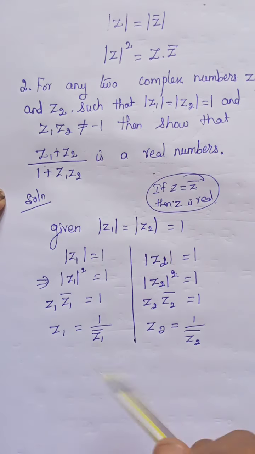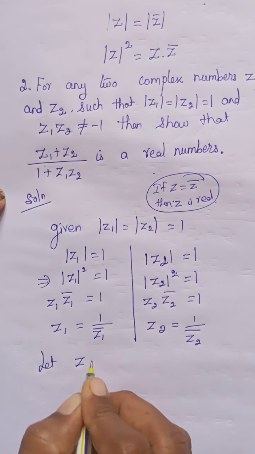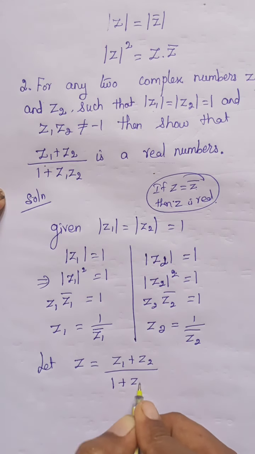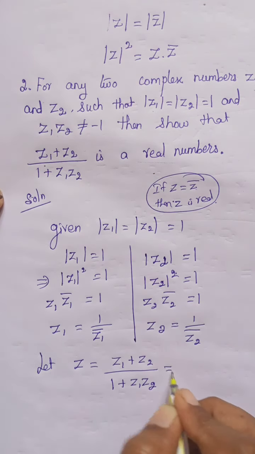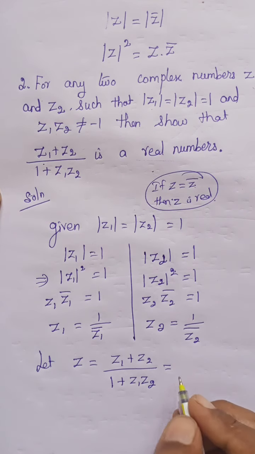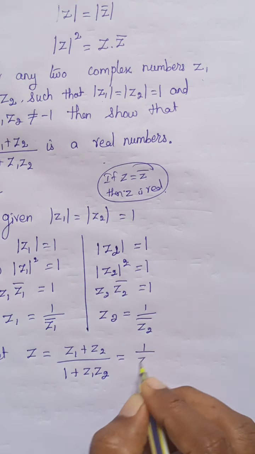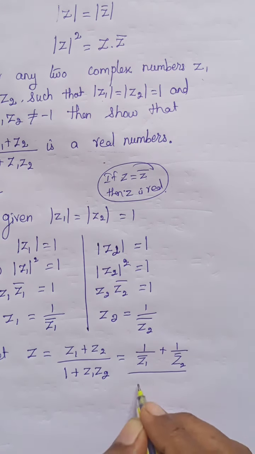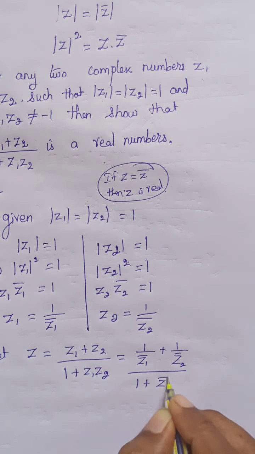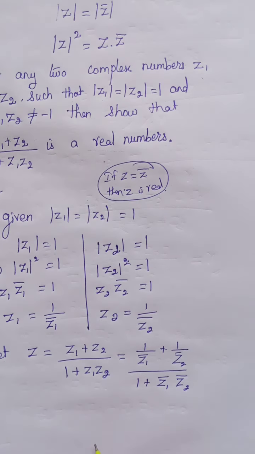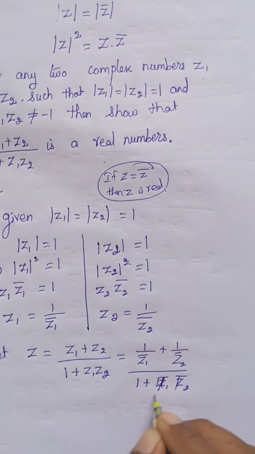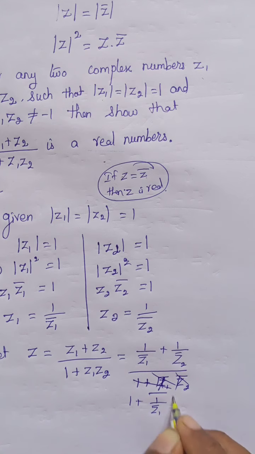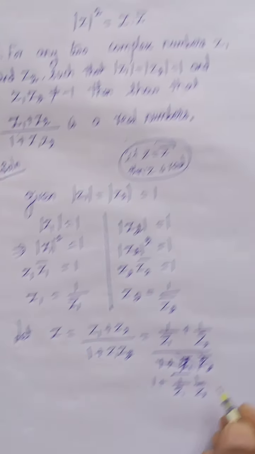So I am going to take this expression as z. Let z is equal to z1 plus z2 by 1 plus z1 into z2. Now we know the value of z1 and z2, we can substitute. See, 1 by z1 bar plus 1 by z2 bar, the whole divided by 1 plus 1 by z1 bar into 1 by z2 bar.